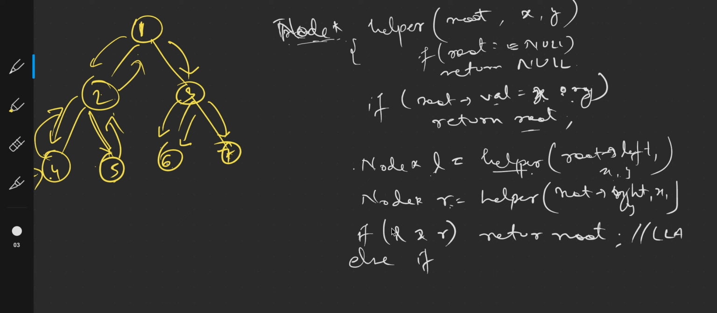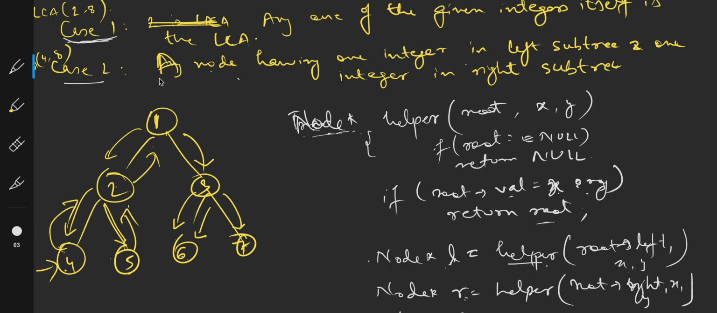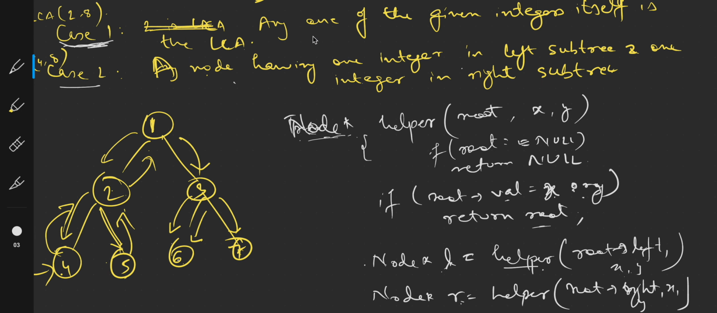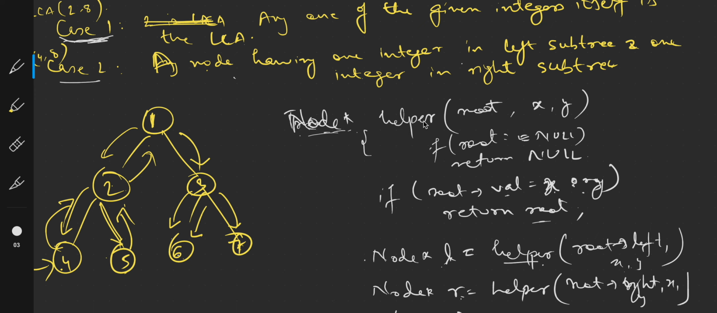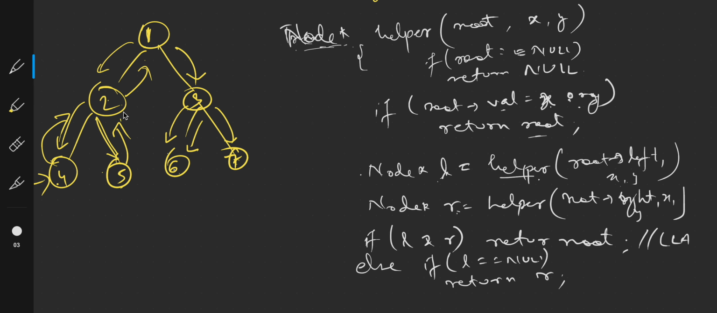Other condition is if suppose one of them is null, right? If suppose left is null, then we will return R. Why will we return R? Because there is a possibility of the first case now. Case 1. Any of the given integers itself is the LCA. So we will just return R here.